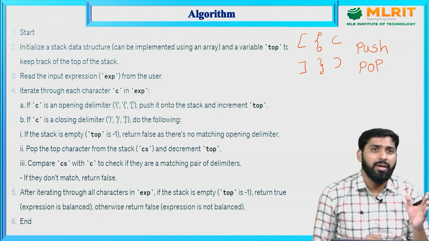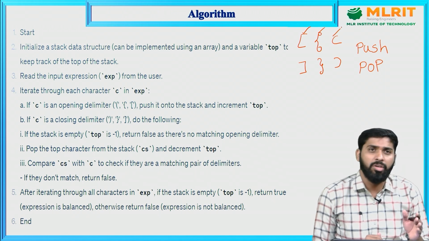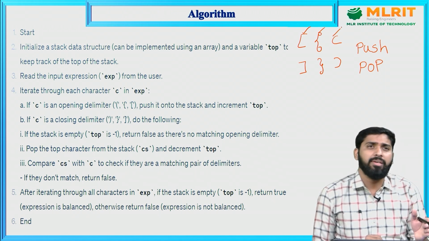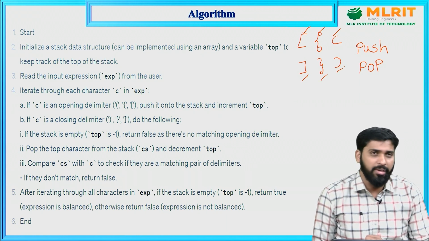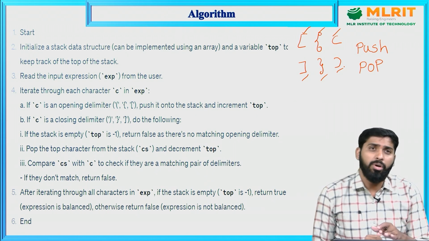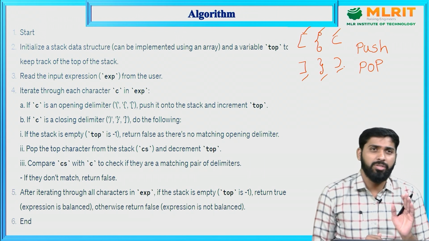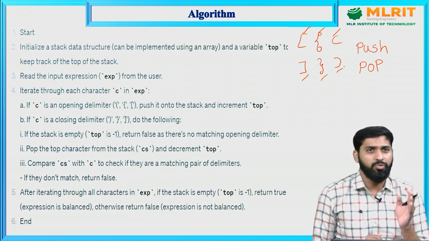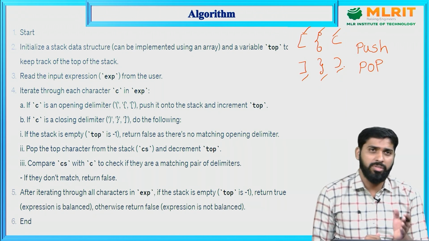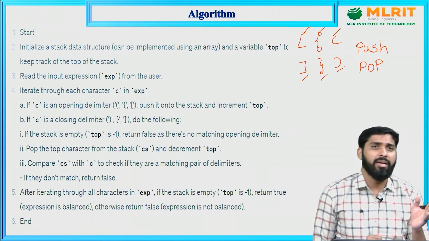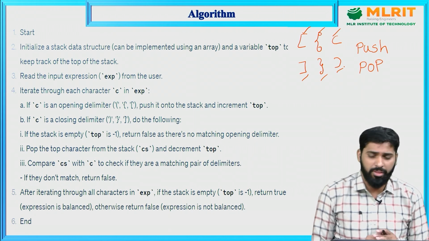If the character is an opening bracket, then you push the character onto the stack. If you get any closing bracket, then you pop the character from the stack and compare these two. These two steps we are going to follow. If it is open, push the character into the stack. If it is a closing, then pop one character and compare the closing character with that. Okay, now we see the algorithm.